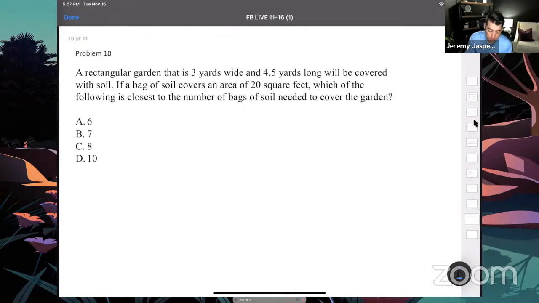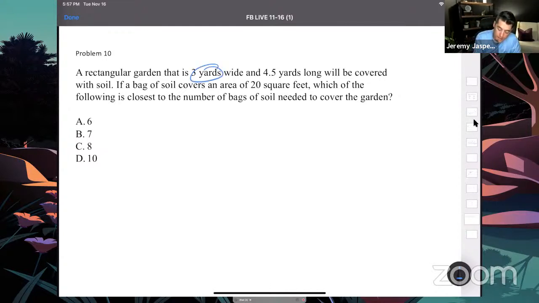All right, last one. I've got a rectangular garden that is 3 yards wide and 4.5 yards long to be covered with soil. If the bag of soil covers an area of 20 square feet, which of the following is closest to the number of bags of soil needed to cover the garden? Okay, pretty straightforward. What you need to notice is this.